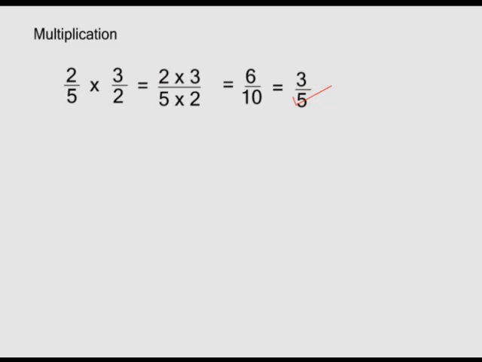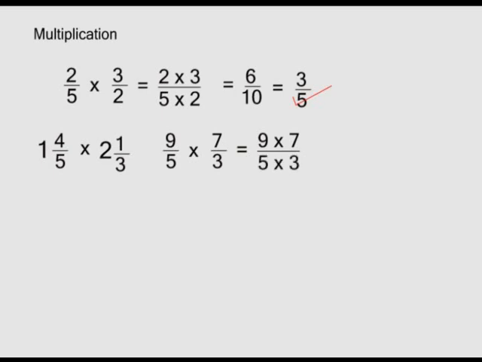For mixed fractions, we first convert them into improper fractions. 1 and 4 over 5 times 2 and 1 over 3. We have 9 over 5 times 7 over 3. That gives us 9 times 7 over 5 times 3, which gives us 63 over 15. That gives us 4 and 3 over 15. We can simplify the proper fraction, and we have 4 and 1 over 5.